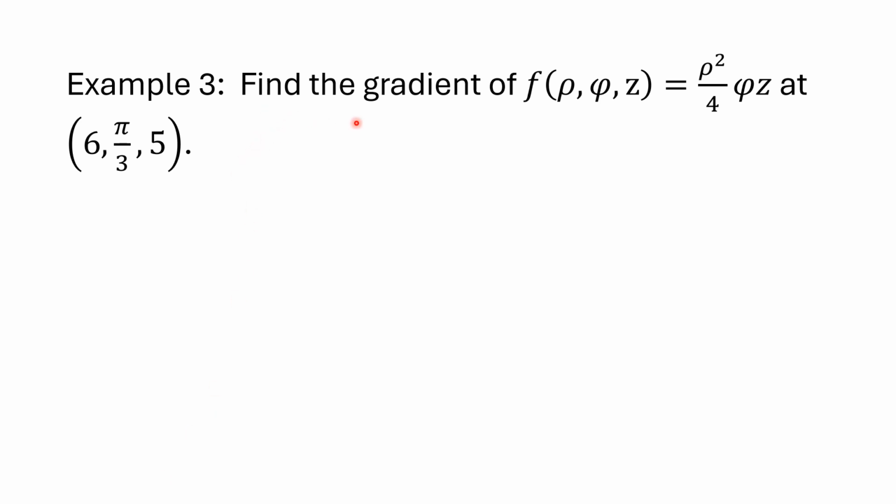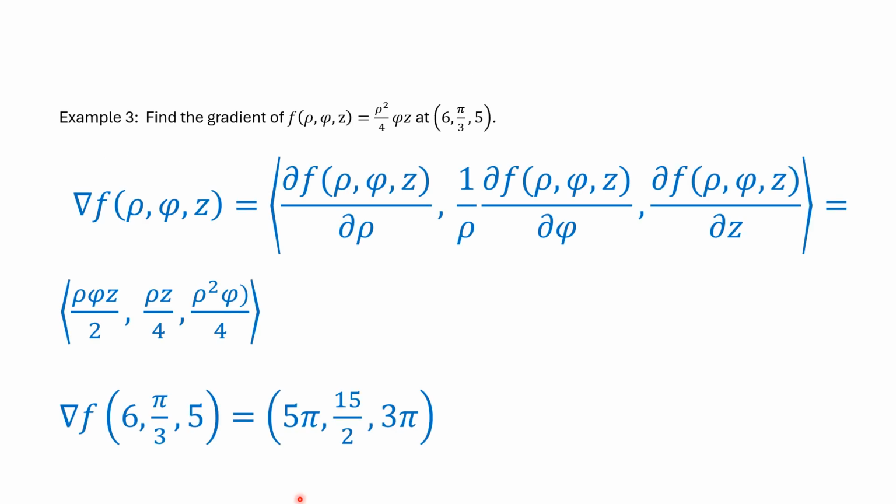So we're going to find the gradient of f of rho, phi, z equals rho squared over 4 phi z hat, and here's a point. A lot of times there'll be no phi and z dependency, but I'm going to show one sort of artificially here, just as an example: find the gradient of f of rho, phi, z equals rho squared over 4 phi z at a point.